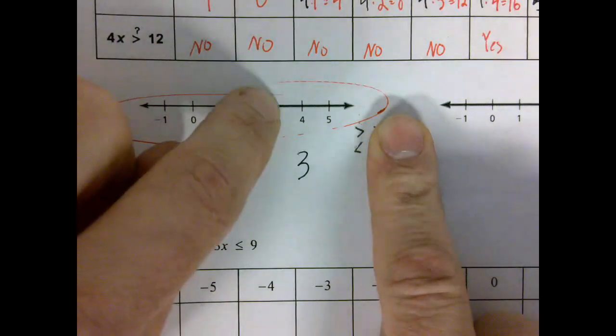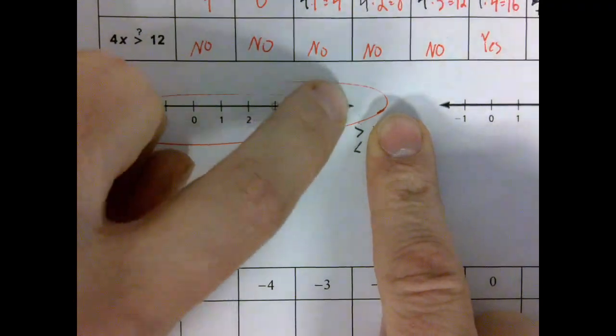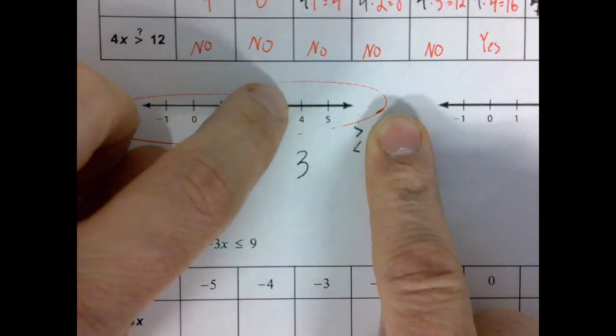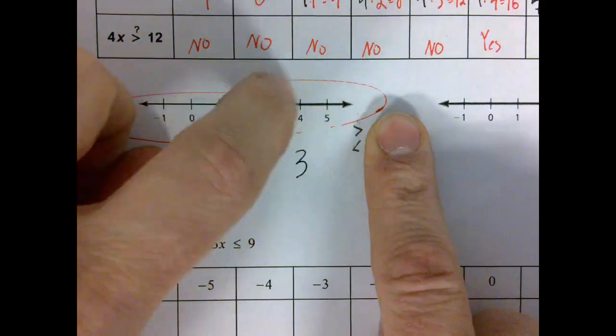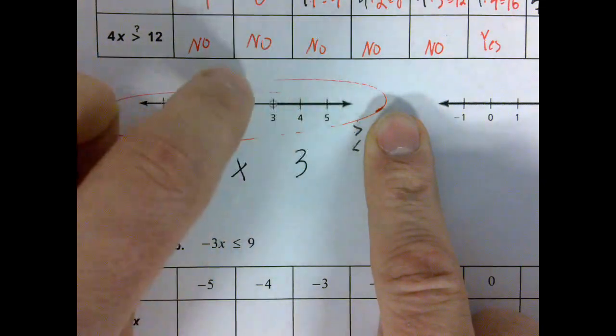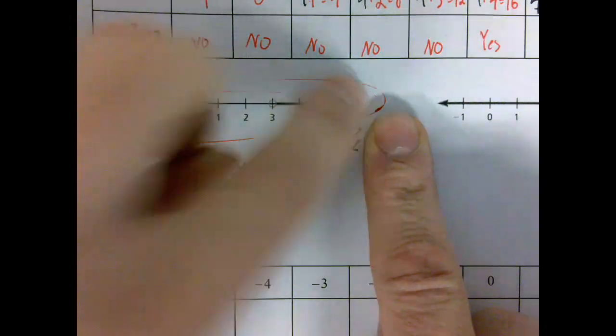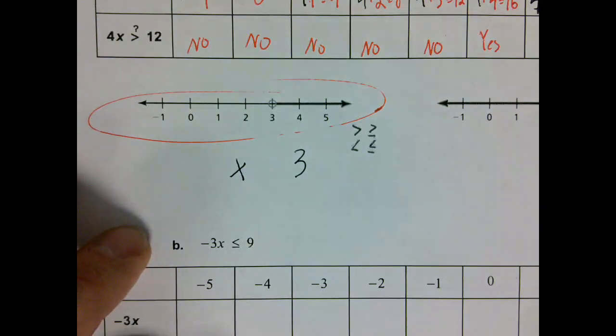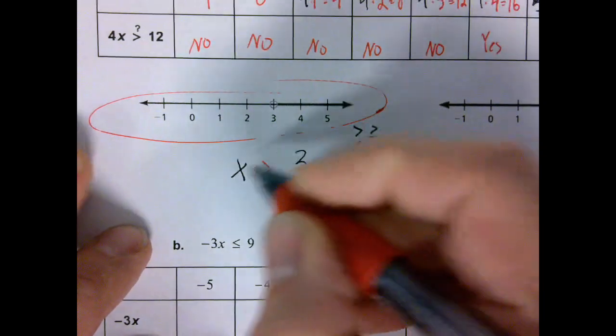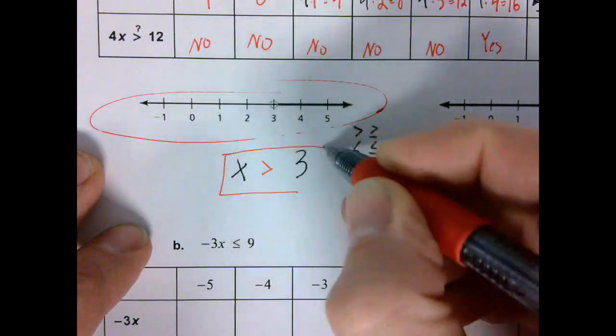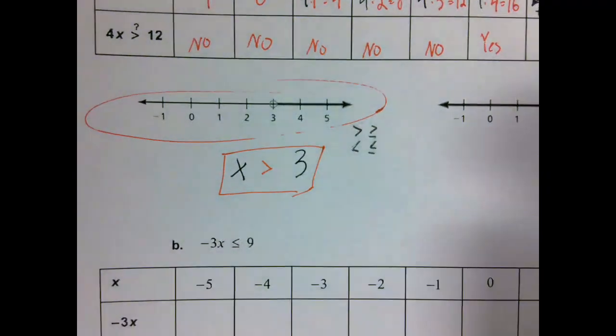And now look at the shading. How do these numbers compare to 3? Is this direction greater than 3, or less than 3? The numbers shaded are greater than, so that's why we want the answer x greater than 3.